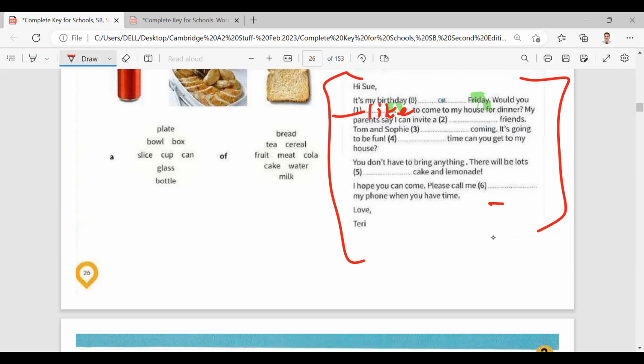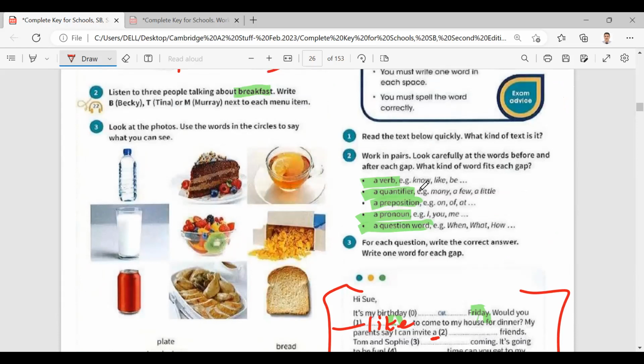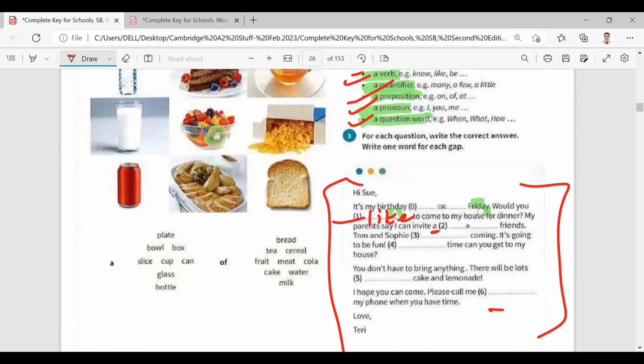What about two? My parents say I can invite a friends. Here, a friends. So what do you need here? Do you need a verb or a quantifier or a preposition or a pronoun or a question word? A friends again. Here, a friends.